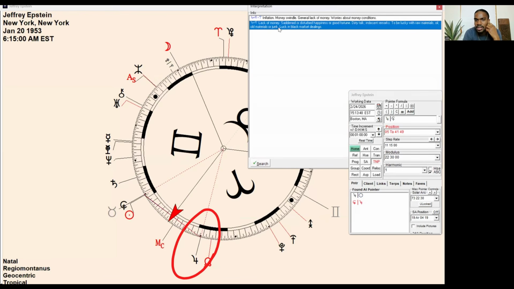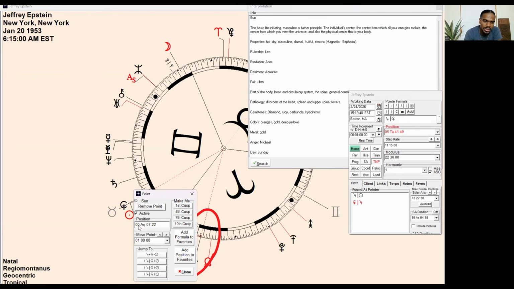So Jupiter Hades has to do with lack of money, saddened or disturbed happiness or good fortune, dirty talk, indecent remarks, to be lucky with raw materials, luck in black market dealings. I even forgot about the luck in the black market dealings, but it also has to do with luck or fortune in black market dealings, which I guess is the same as saying somebody has dirty money. For them to have luck or fortune in black market dealings is what the Jupiter Hades is indicative of.